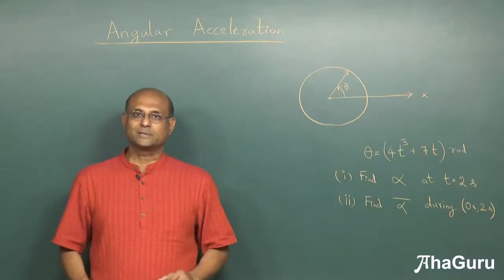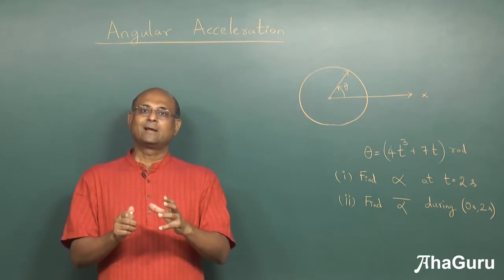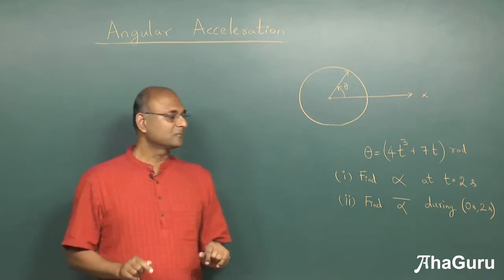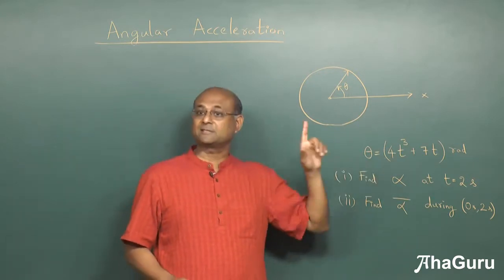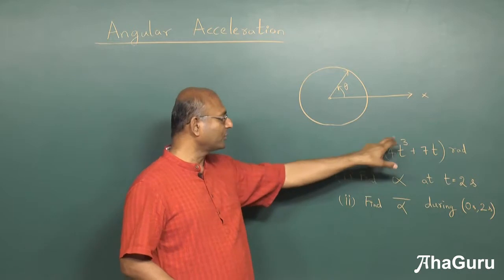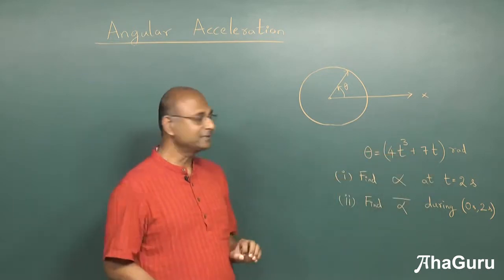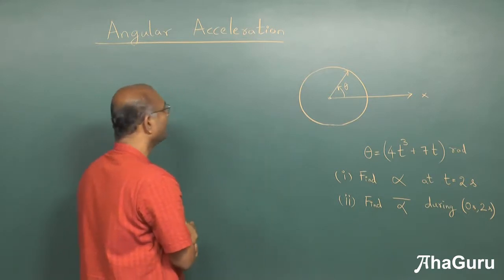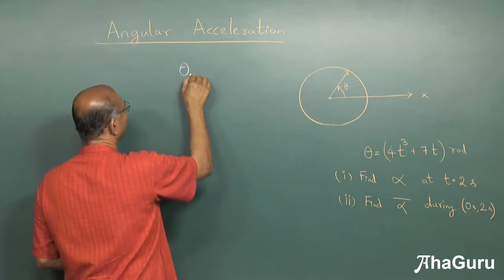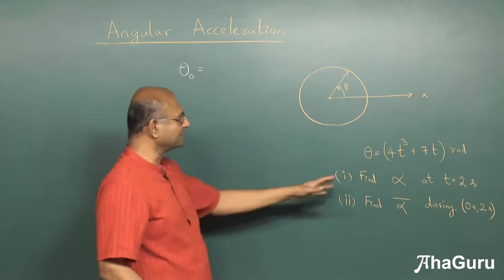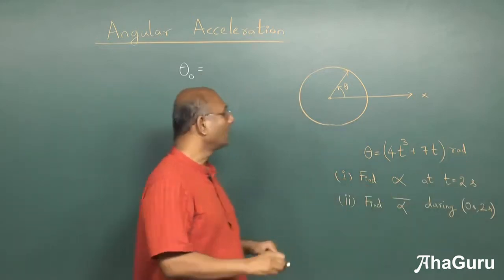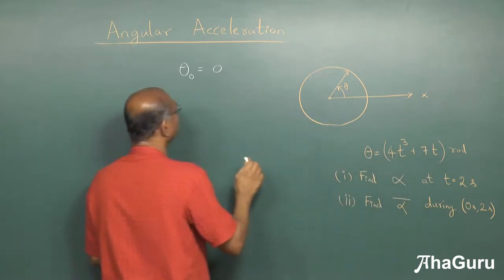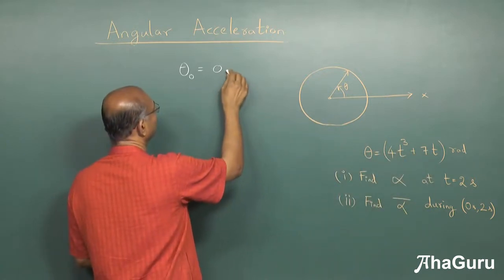Let us now look at this question. This is a question where the alpha is not going to be uniform. Here we have been given theta as a function of time. So we know theta is 4t cube plus 7t in radians. That is the angular position of the object. What is theta at time 0? Because we are interested in 0 to 2 seconds and at 2 seconds. What is theta at 0? You just substitute t equals 0, you will get theta is 0 radians.